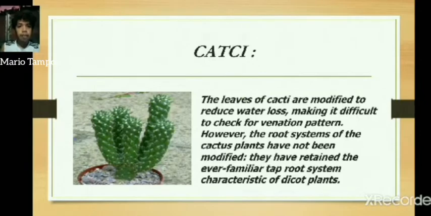Cactus. The leaves of the cactus are modified to reduce water loss, making it difficult to check for venation pattern. However, the root systems of the cactus plants have not been modified. They have retained the ever familiar taproot system characteristic of dicot plants.